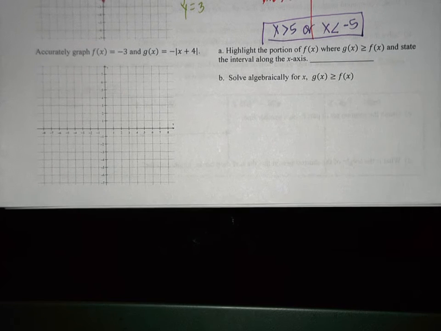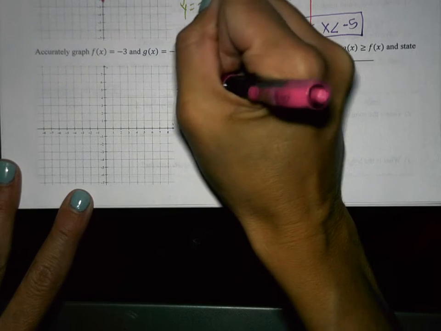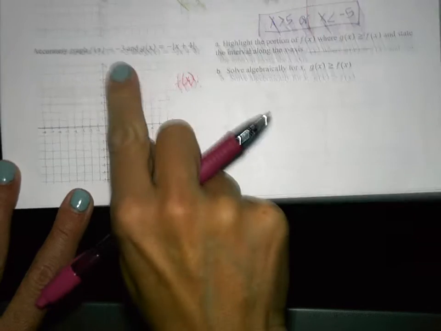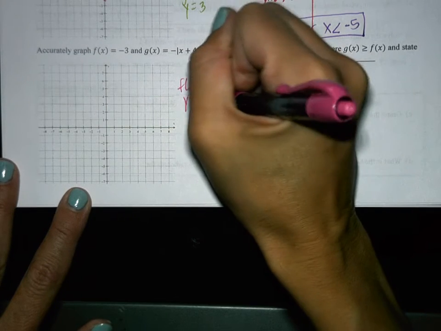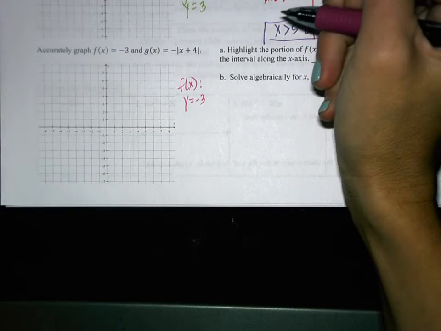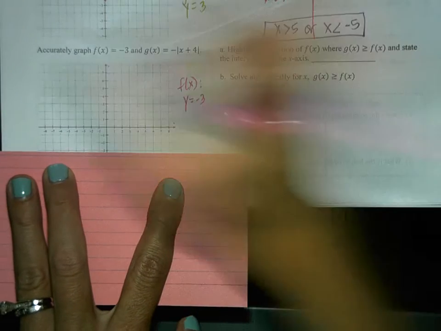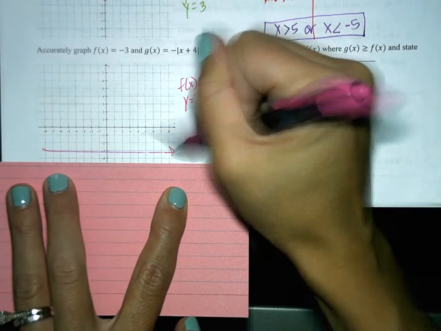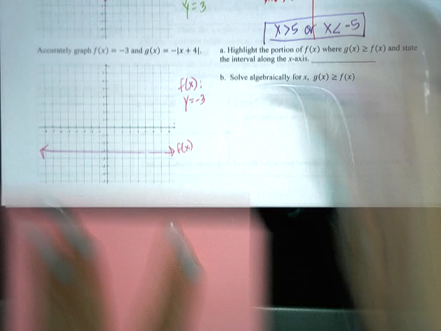Okay, so this one starts f of x equals negative 3. And so what type of equation is that? So this one right here, what am I going to do? Good, y equals negative 3. So we're going to go on our graph. We're going to go to negative 3, and we are going to draw our line. And mine is not very good. Hopefully you can do better. Okay, so that is f of x.